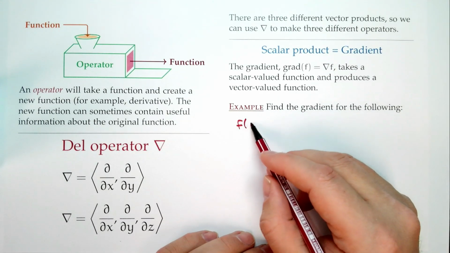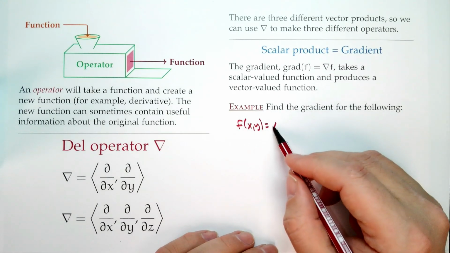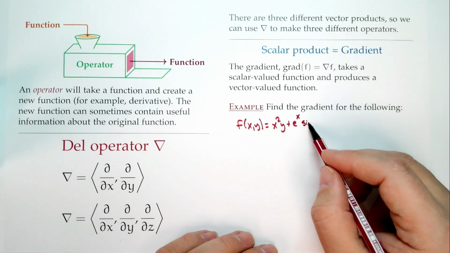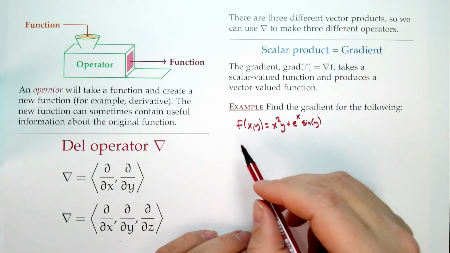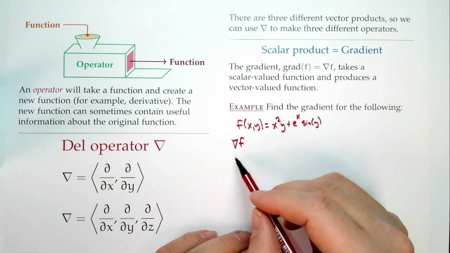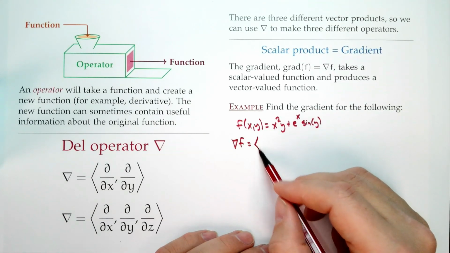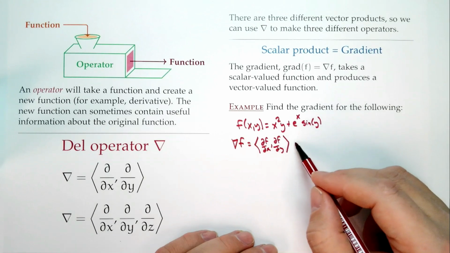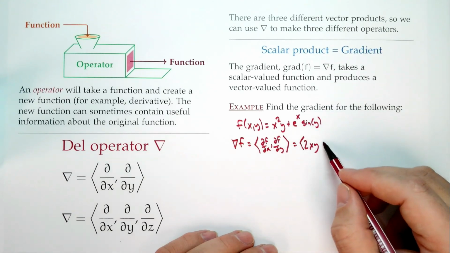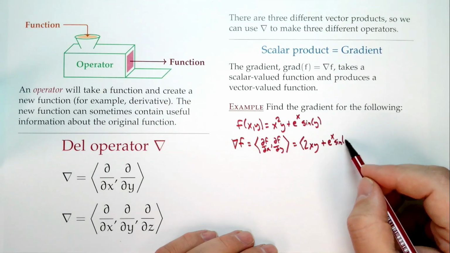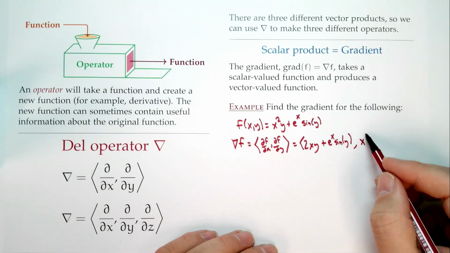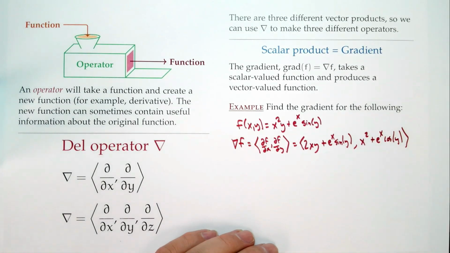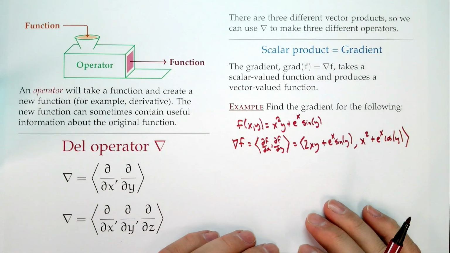So if I take a function, say f of x, y equals x squared y plus e to the x sine y, that's an example, then del f, gradient of f, is partial f partial x, partial f partial y, which is 2xy plus e to the x sine y, took the derivative with respect to x, comma, x squared plus e to the x cosine y, take the derivative with respect to y. So, there we go.